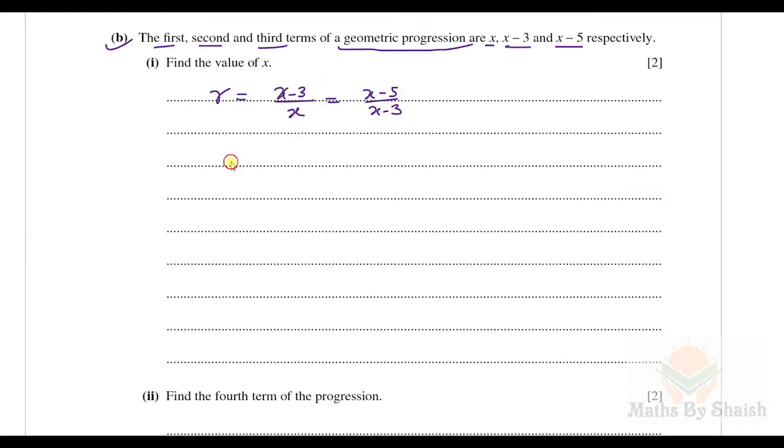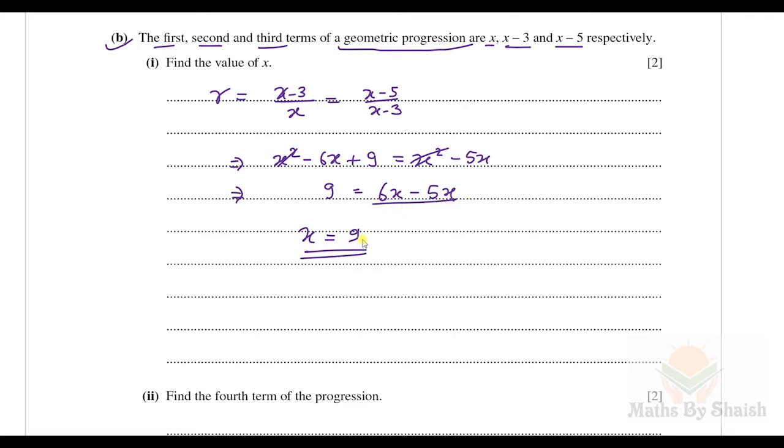Let's solve it. x minus 3 into x minus 3, x minus 3 whole square, that is x square minus 6x plus 9 is equal to x into x minus 5, that is x square minus 5x. So these two got cancelled. Minus 5x and minus 6x, I'll transfer this minus 6x to that side, it would become plus 6x minus 5x, and hence we got x value as 9. So x is equal to 9.